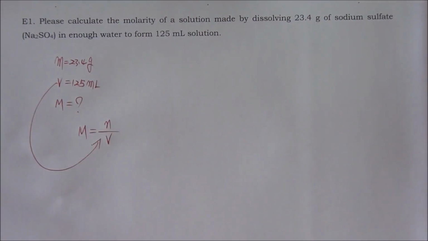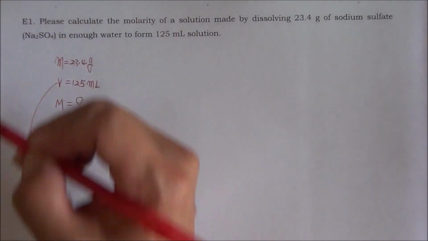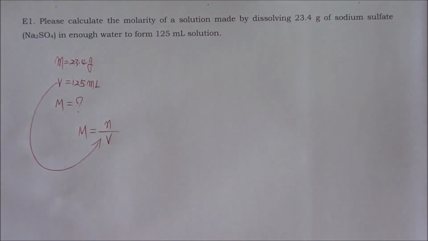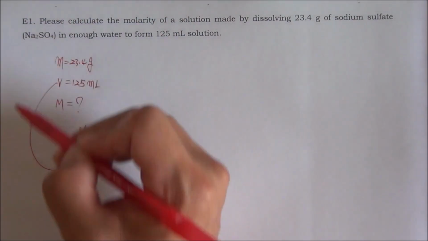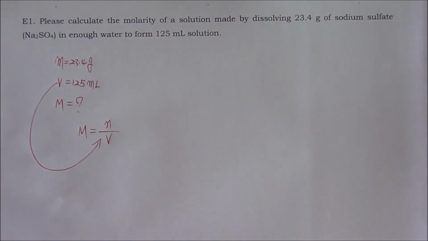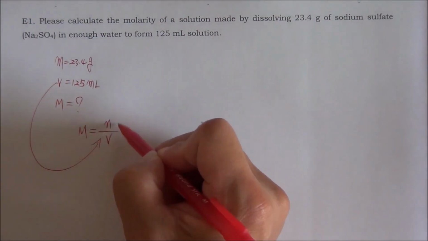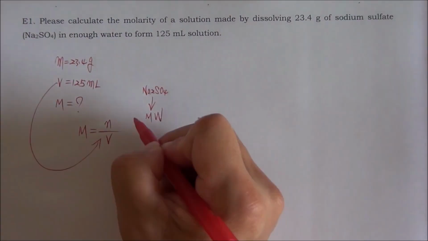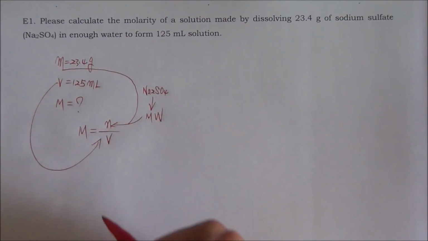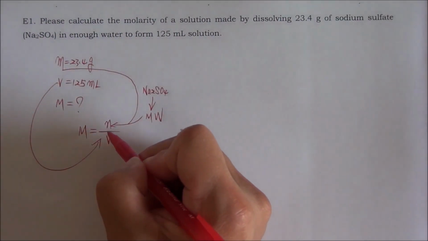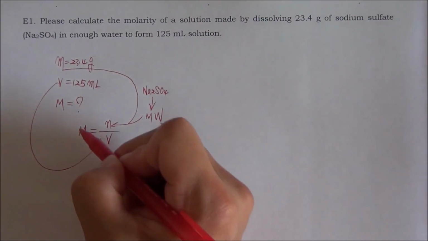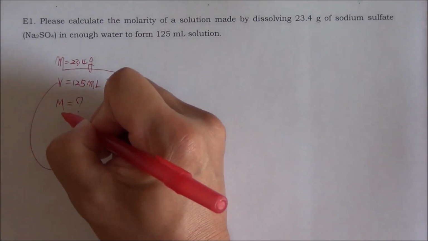When we read the problem again, we know the molecular formula of the solute. Therefore, we can calculate the molecular weight of the solute. If you recall, if we know the mass and the molecular weight of the chemical, we can convert to the moles of the chemical. After we calculate the moles of the solute, since we know the volume of the solution, we can calculate the molarity of the solution.